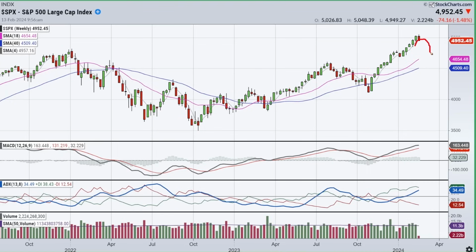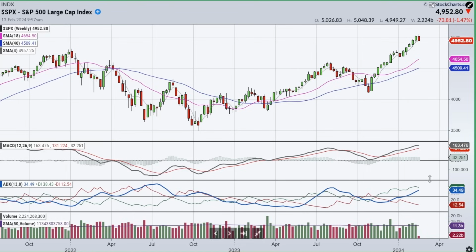The problem we've got, and this is something I've been talking about with my subscribers for weeks now, is how this is getting farther and farther away from the 18-week line. This 18 acts as a leash. If we get too far away from it, it'll tend to pull it back. And we've seen that in the past. Anytime you get too far away in either direction, it'll tend to pull right back to it. So something we want to be aware of, especially now that we're up in this 5,000 mark.